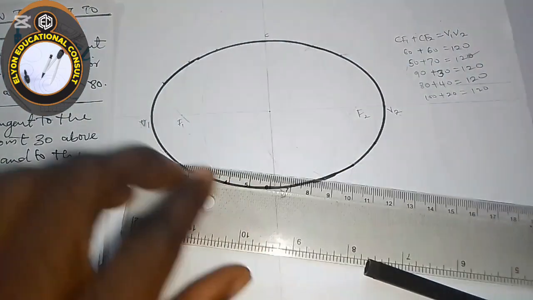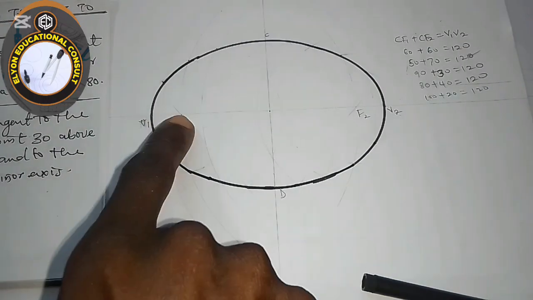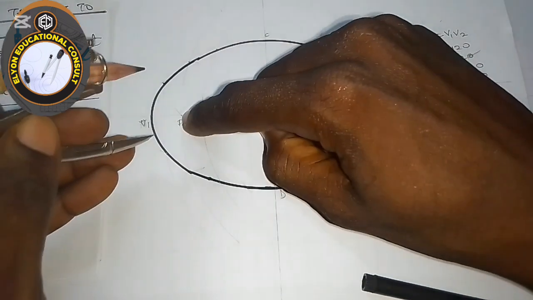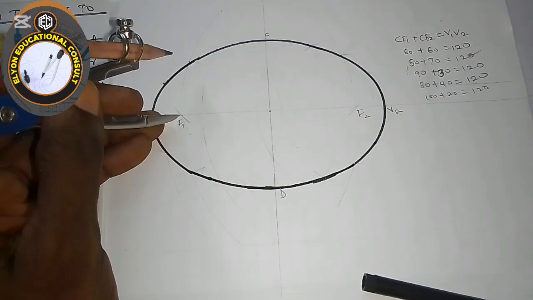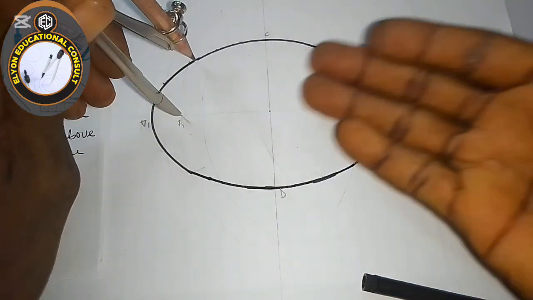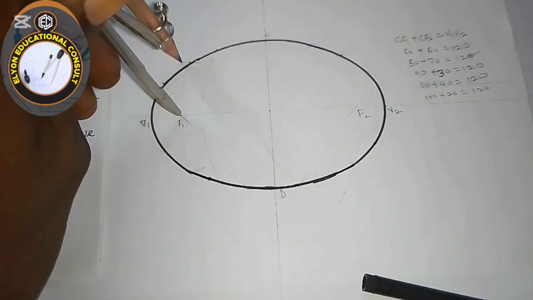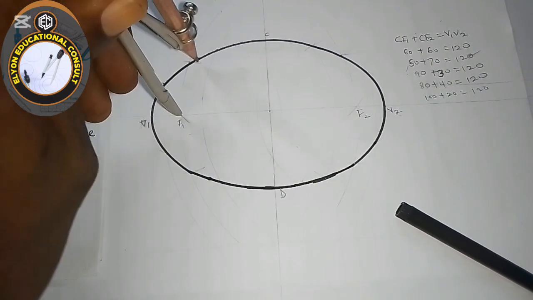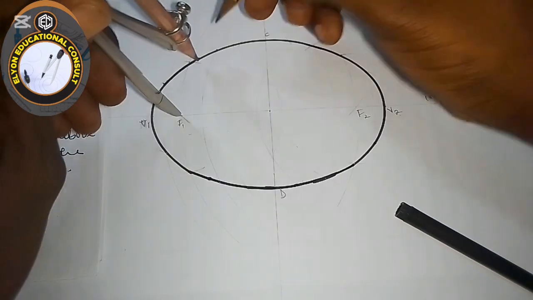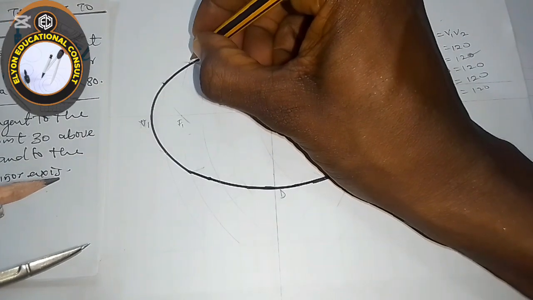Now from this focal point, this is my 30. I'll place it on this F1, because they say to the left, not to the right. So from here, strike an arc. So the point of tangency is here. This is my P, where the tangent will be.